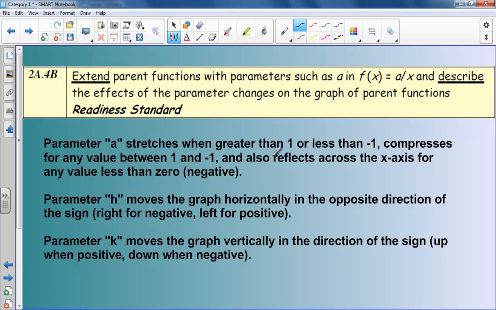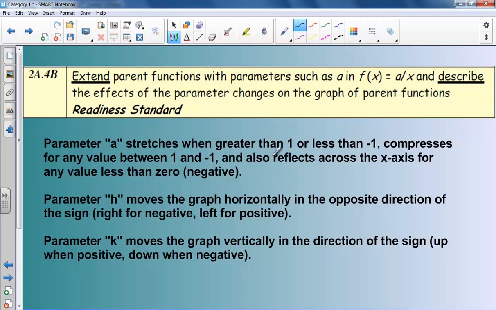A stretches when it's greater than 1 or less than -1, compresses when it's between 1 and -1, and it reflects across the x-axis when the number is negative. And so you need to remember that stretching generally means your graph is getting narrower, compressing means it's getting wider, just like when you stretch a rubber band or you compress it.